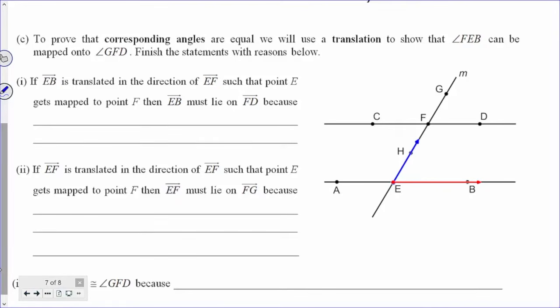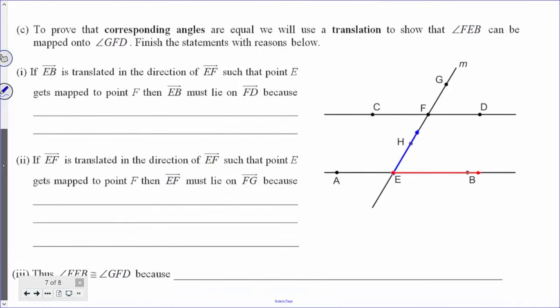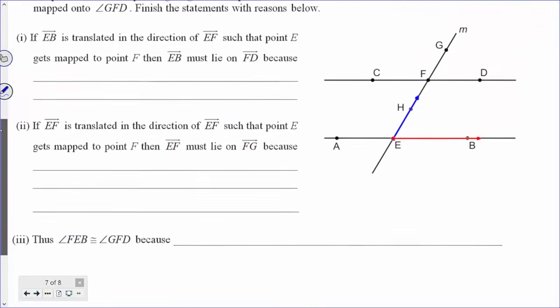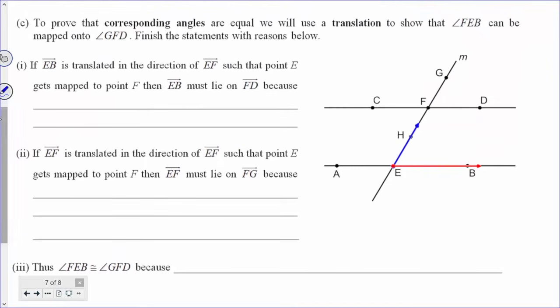To prove that corresponding angles are equal, we will use a translation to show that angle FEB can be mapped onto angle GFD. Finish statements with reasons below. Okay? Now what I've done is I've taken the two rays of angle FEB and broken them up so that I can manipulate this one all by itself and this one all by itself.